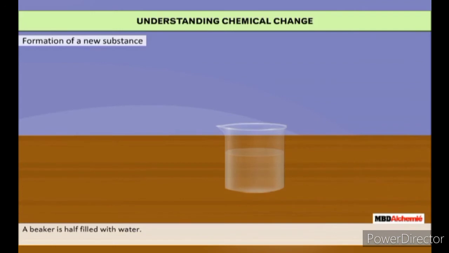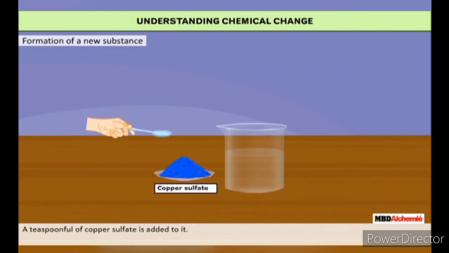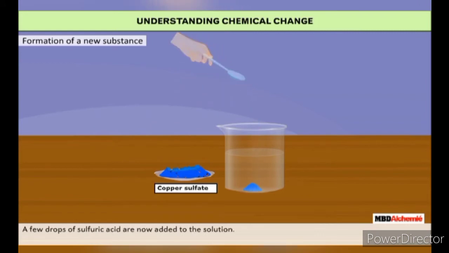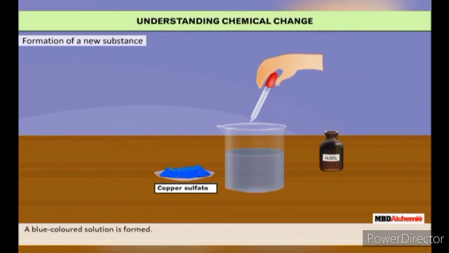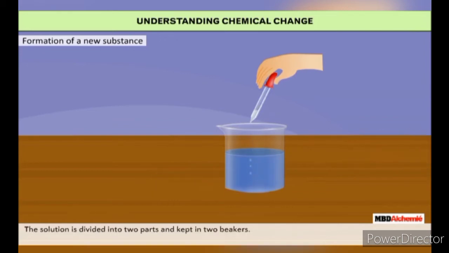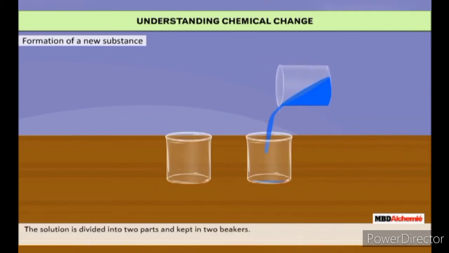A beaker is half filled with water. A teaspoon full of copper sulfate is added to it. A few drops of sulfuric acid are now added to the solution. Do you notice that a blue-colored solution is formed? The solution is divided into two parts and is kept in two beakers.